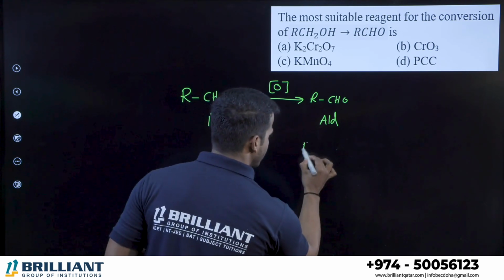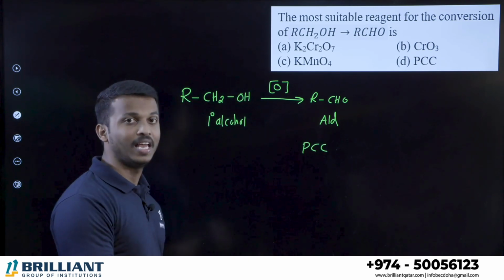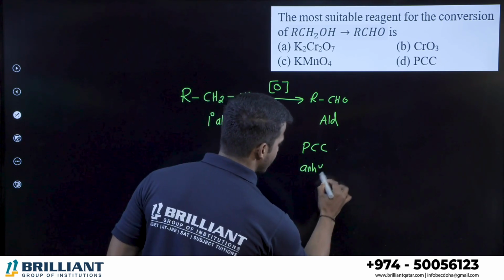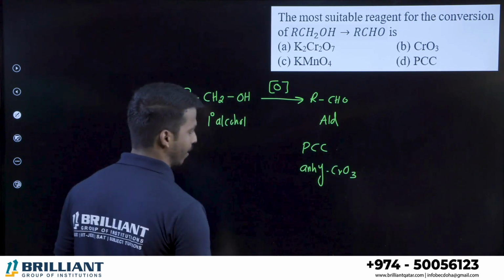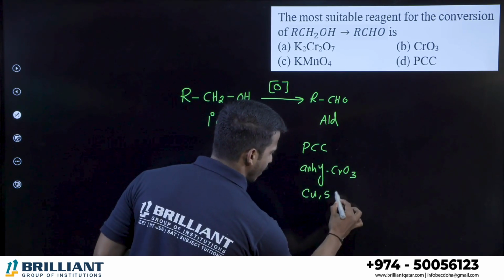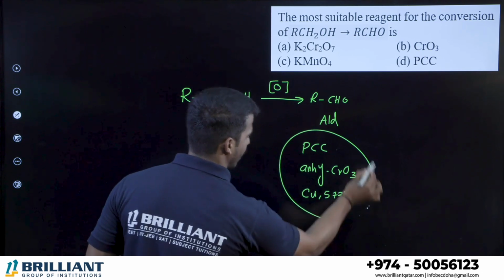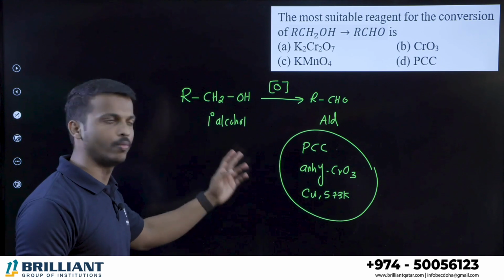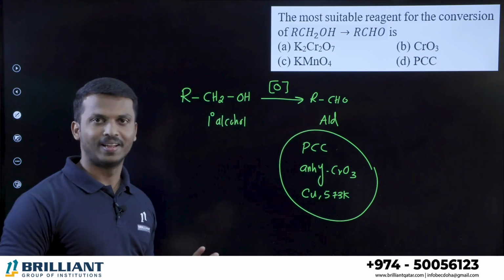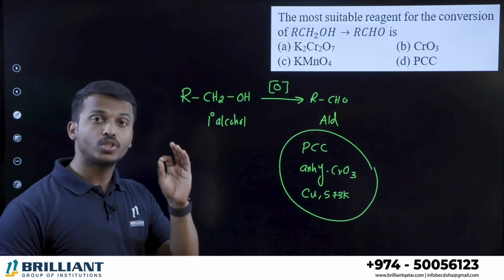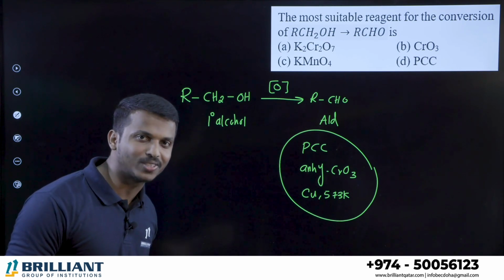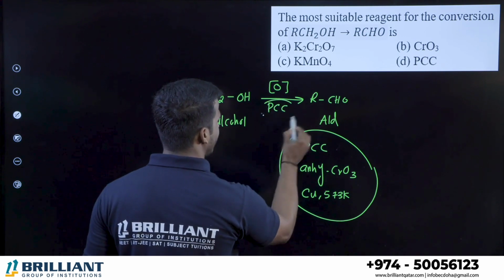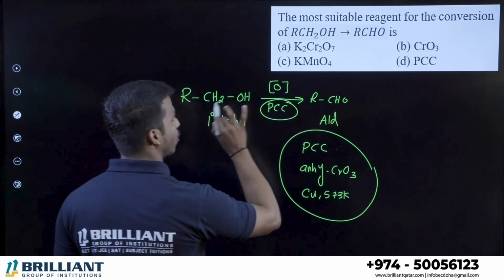Which are the normal oxidizing agents we are studying? We are using PCC. What is PCC? Pyridinium chlorochromate. Or we are using anhydrous CrO3, chromium trioxide. Or we are using copper at 573 Kelvin. These are the best oxidizing agents. Any one of them you can choose to convert a primary alcohol to an aldehyde. But the question is, which is the most suitable? PCC is the best reagent to convert a primary alcohol into an aldehyde.